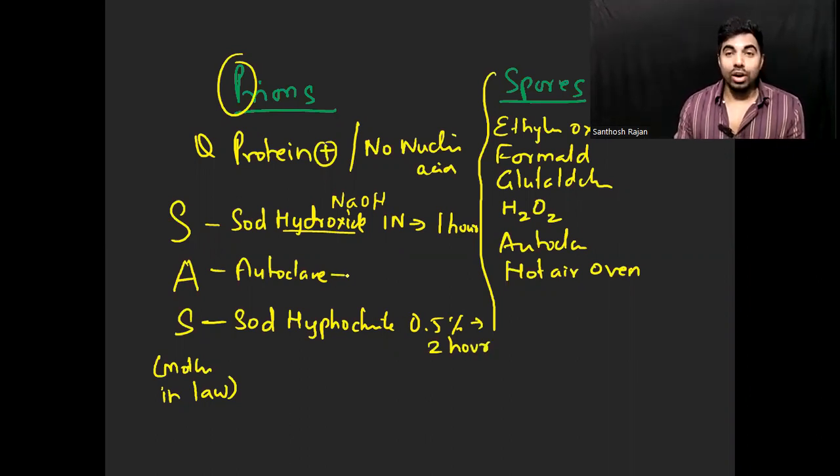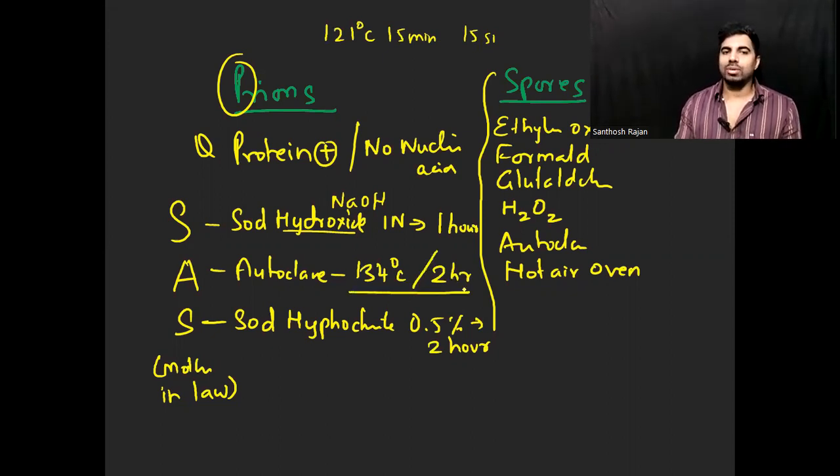Autoclave. Normally autoclave is how much? You remember the temperature of autoclave? It is 121 degrees Celsius, 15 minutes, 15 PSI. Right? Here it will be 134 degrees Celsius for 1 to 2 hours, 135 degrees for 1 to 2 hours. Please remember, this will be asked. This question is important.